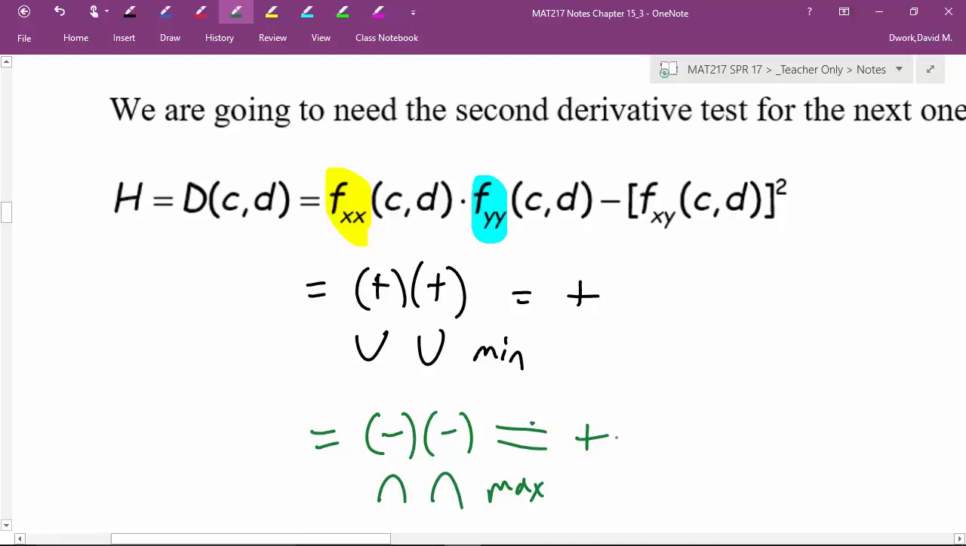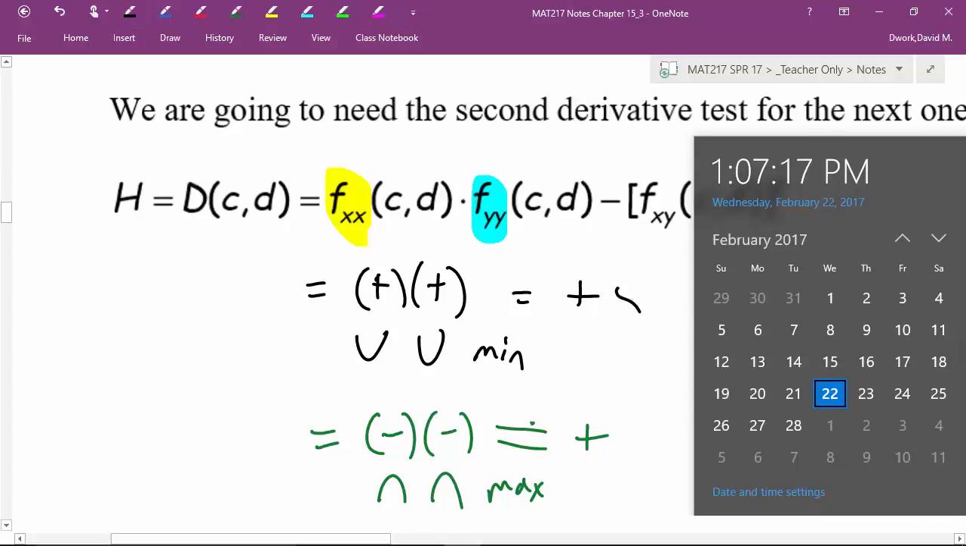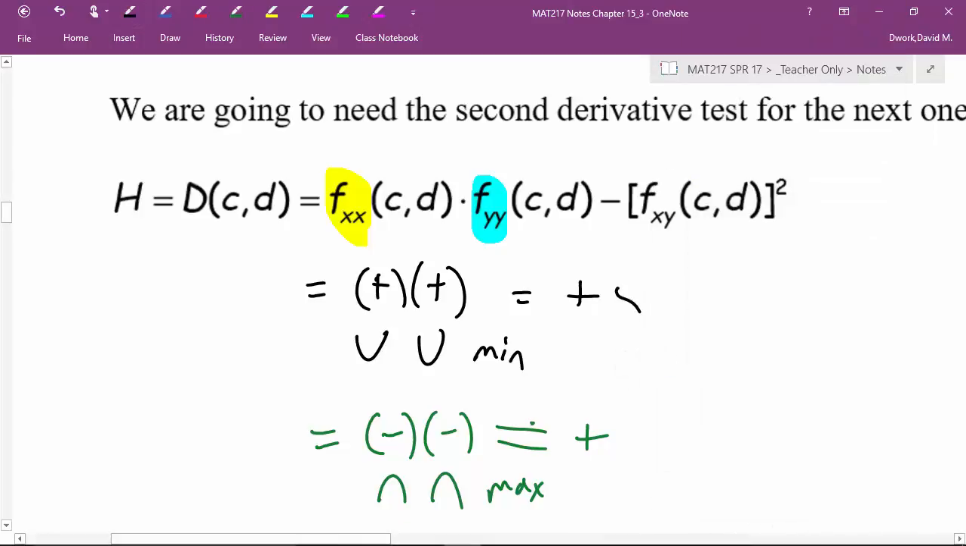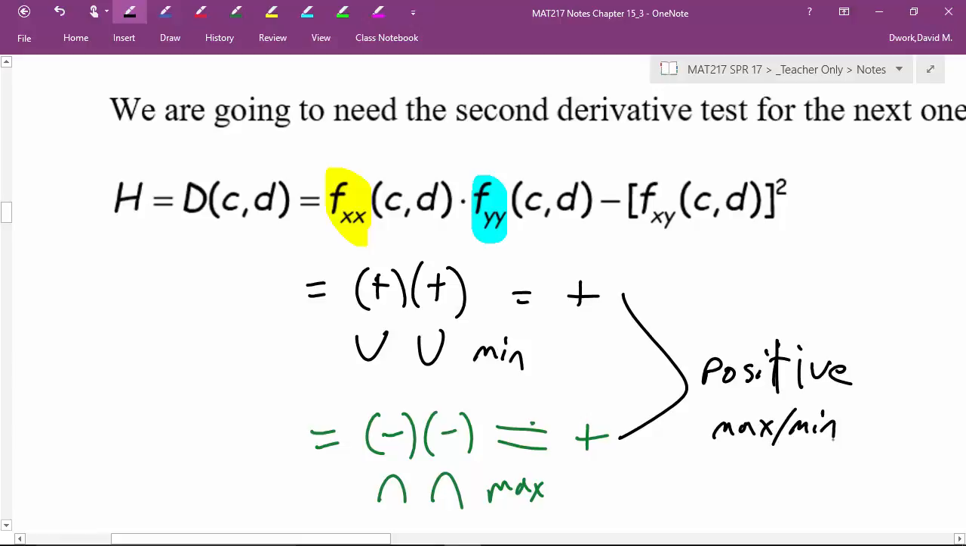So the way we remember this test so far is whenever you do a problem, if your second derivative test turns out to be a positive value, okay, so let's try that again. How we do the second derivative test is whenever the test ends up being a positive value, then we know it is either a max or a min.